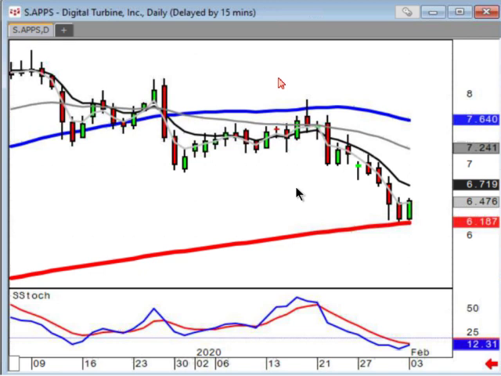Bullish engulfing right here on the 200 on APPS. Another one you can be buying. Just watch to see what it does once it gets to the T-line. But then turn down and close down for the day.